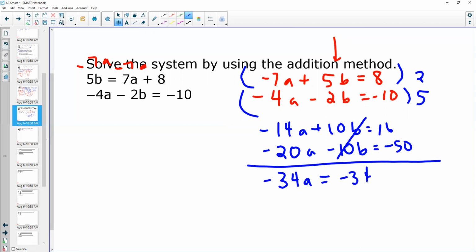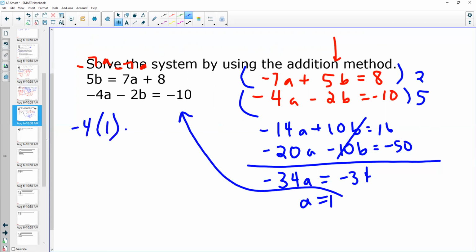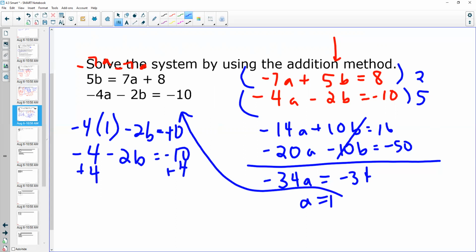So handy when that works out. So a is going to be 1. And then I'm going to go back to an original equation, not to one I messed with, and put in that 1. So negative 4 times 1 minus 2b equals negative 10. Negative 4 minus 2b equals negative 10. I'm going to add the 4. So minus 2b equals negative 6. That means b is going to be 3. Okay, so my answer should be 1, 3.